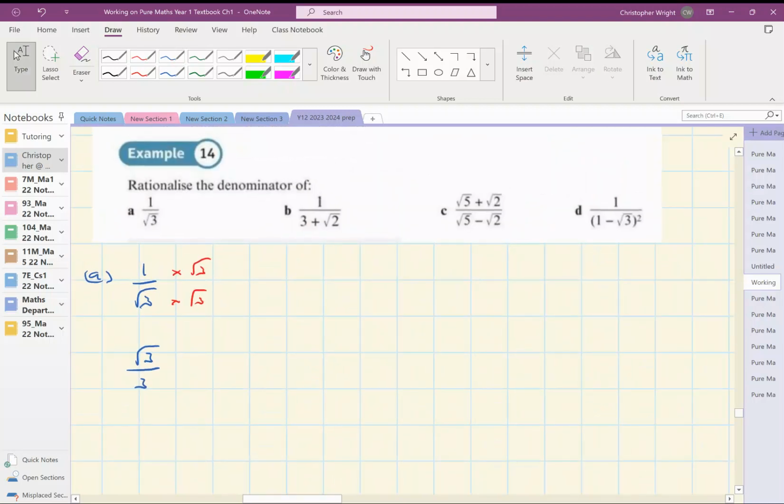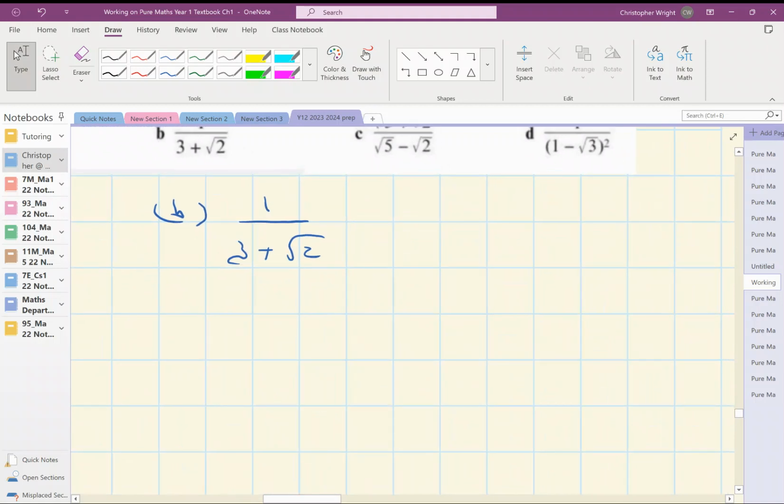Part B. Right. 1 over 3 plus root 2. To rationalise the denominator here, I'm going to multiply top and bottom by 3 minus root 2. Okay, so that's that, and I'm going to multiply by 3 minus root 2.